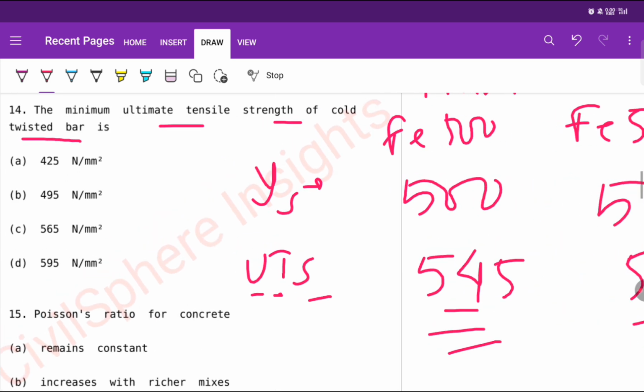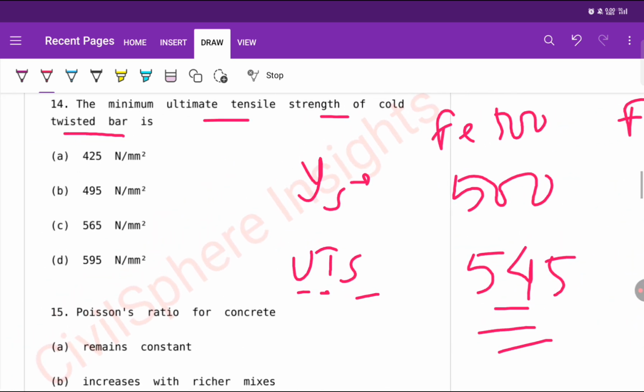Okay, so here in this question which option is given? 565 is given, right? So option C is the correct answer.